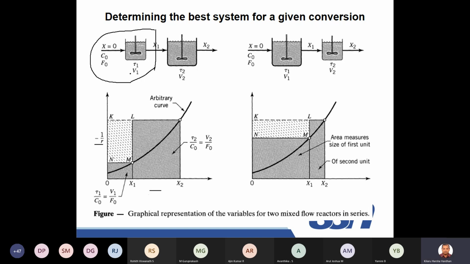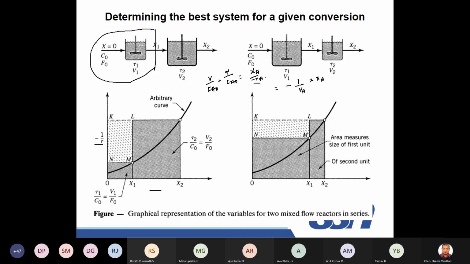you know what this is? The performance equation, right? What is the performance equation for CSTR? V by FA naught is equal to tau by CA naught, which is XA by minus RA. So this is nothing but 1 by RA into XA, right? This LHS I can split as -1 by RA into XA. Can I write like this?